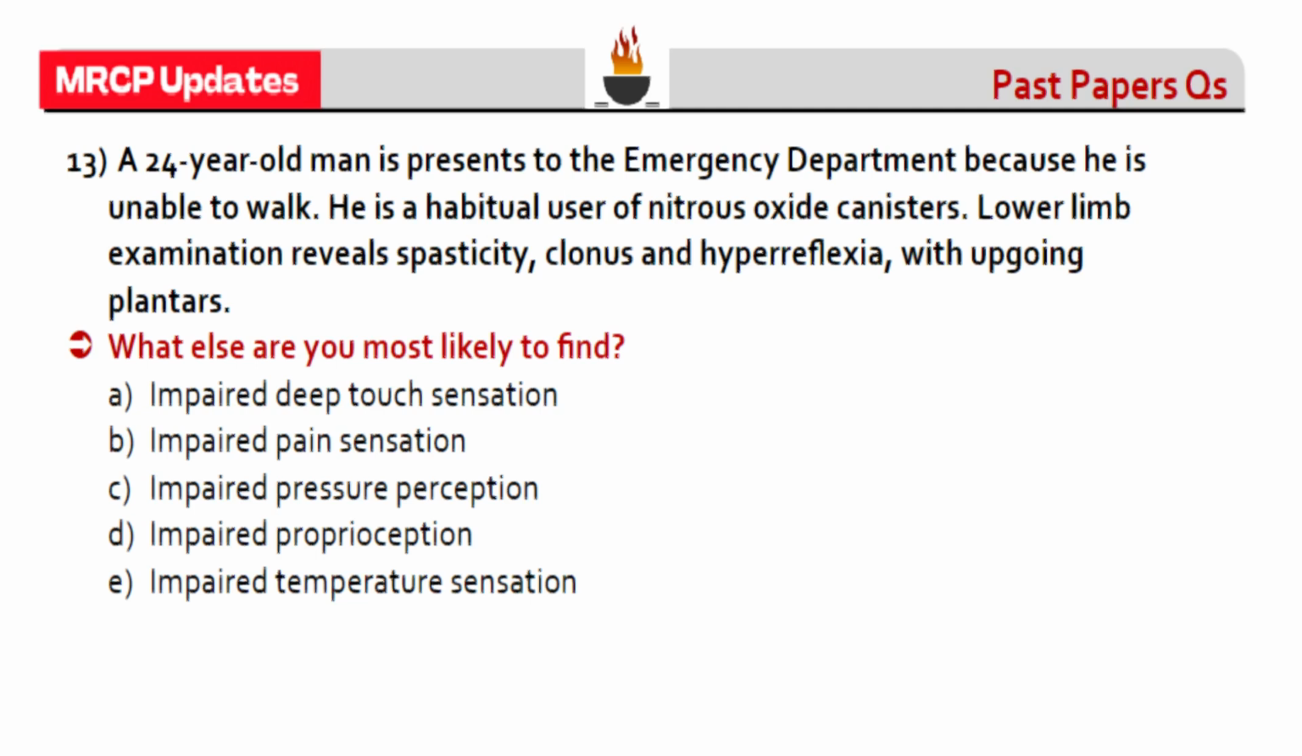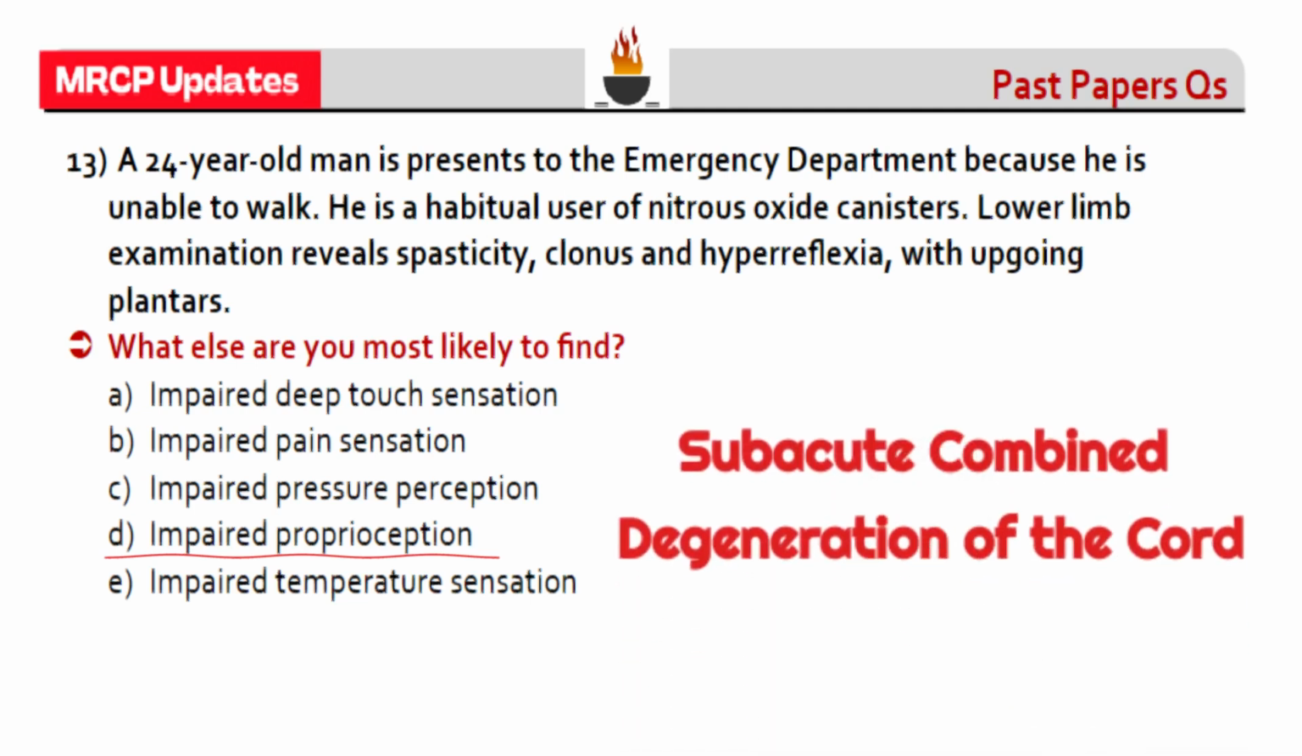So the correct answer is going to be D, impaired proprioception, because nitrous oxide leads to B12 levels being low, and that causes a subacute combined degeneration of the cord, affecting the corticospinal tract and the dorsal column.